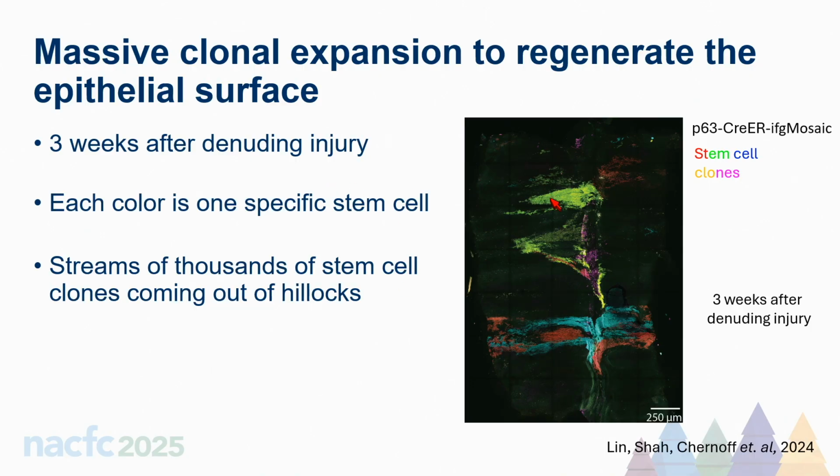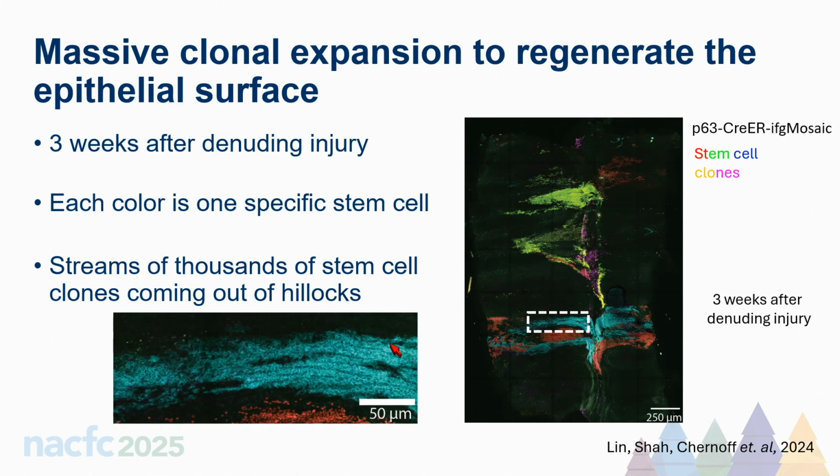What you can see is we did an injury, and then we looked 3 weeks after injury, and what you see are these large streams of cells coming out of these hillock regions. And they're all the same color, or many of them are the same color, meaning they all came from one single stem cell clone. And those are all daughter cells. And so this essentially shows that hillock stem cells undergo massive clonal expansion to then regenerate the airway epithelial surface.